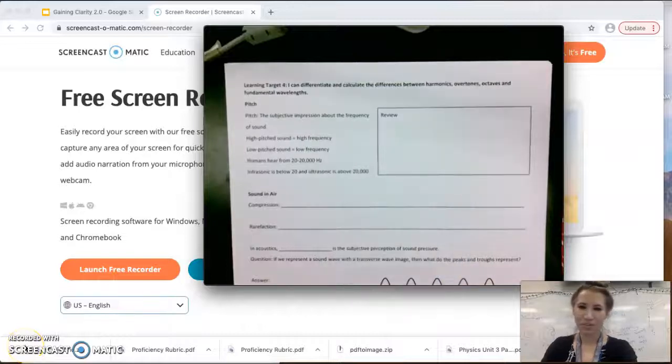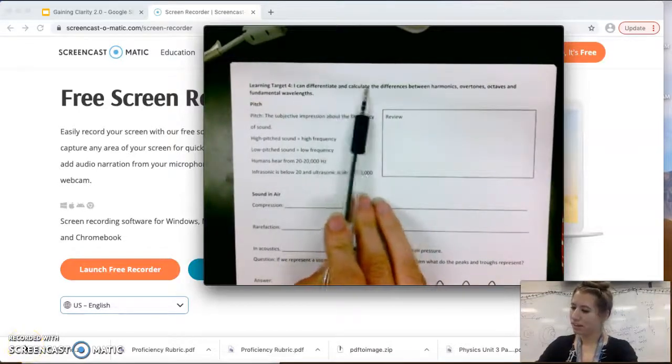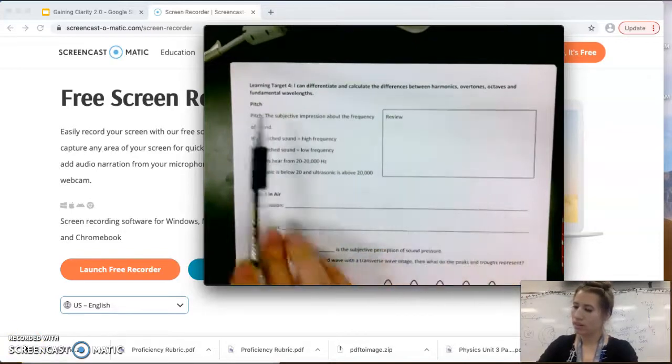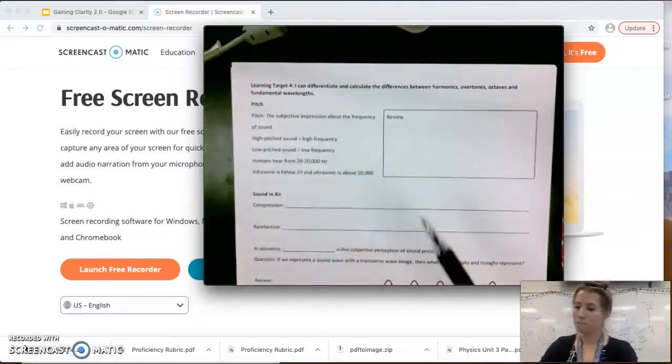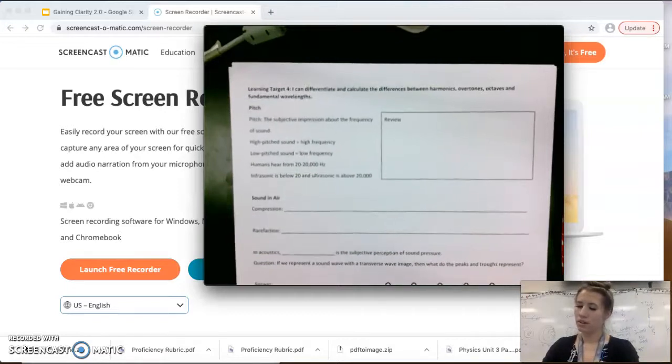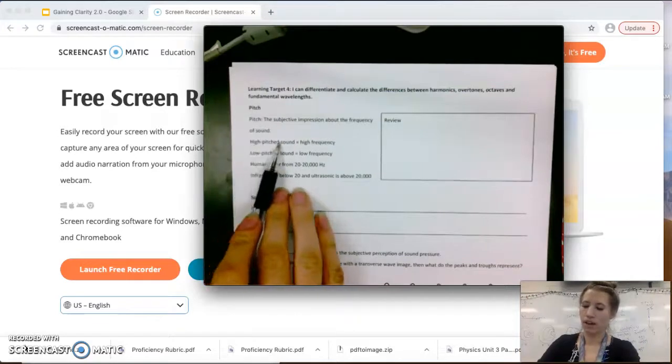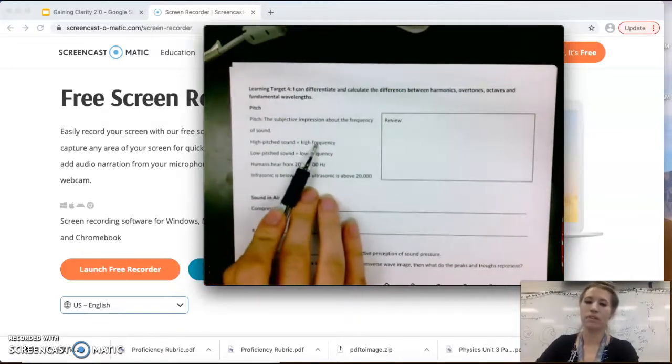Learning target number 4. I can differentiate and calculate the difference between harmonics, overtones, octaves, and fundamental wavelengths. Okay? And so the first thing we need to be aware of is that relationship we talked about a little bit last time, that relationship between pitch and frequency. And they're proportional. High-pitched sounds have high frequency.